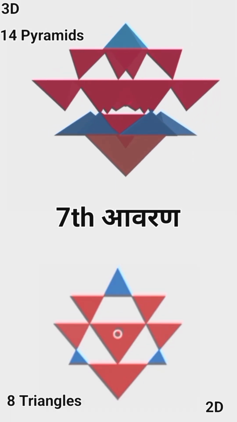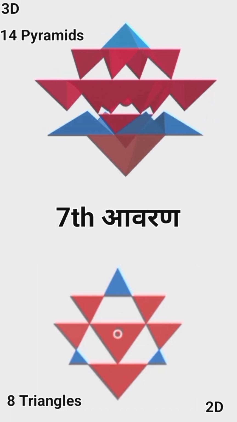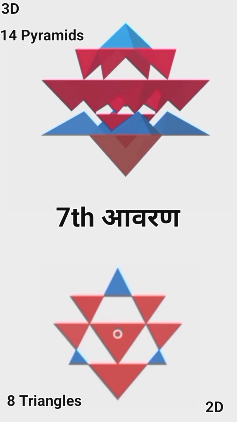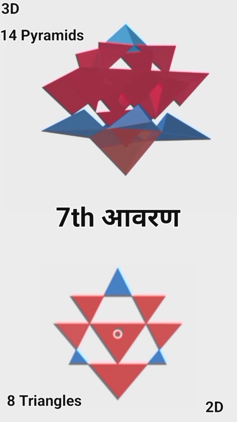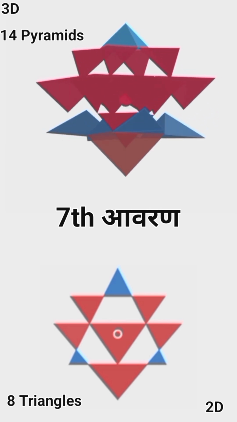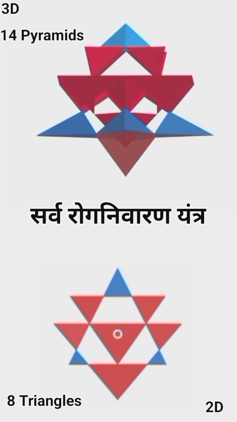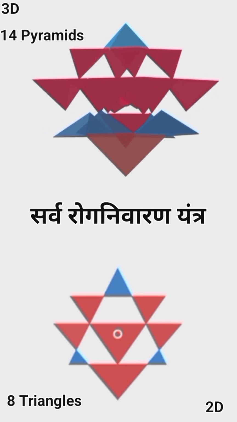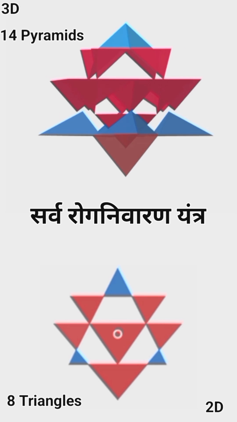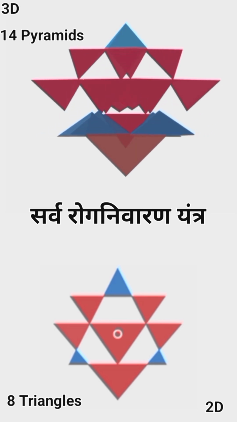The seventh avarana is 8 triangles in 2 dimensions. In the 3-dimensional pyramid Sri Yantra, there are 14 pyramids. This is Sarva Roga Nivaran Yantra. The sadhak has developed highly positive vibrations. There is no scope for diseases. The diseases of body and mind disappear here.